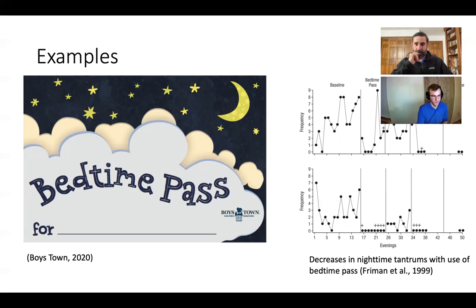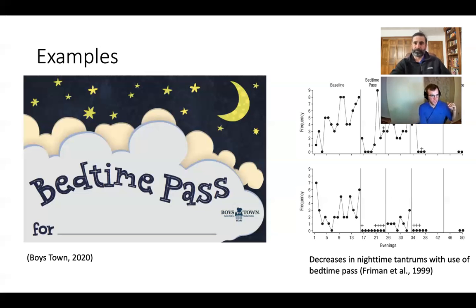And so it's not telling the child that they have to quit cold turkey on these things, but that they get a limited number of opportunities to get up throughout the night. This has actually been used in studies. In one study, we can see some data on when a bedtime pass was used and when it was not used. During the baseline period, we see overall decreases in nighttime tantrums, tantrums being a strategy that the child is using to avoid bed.